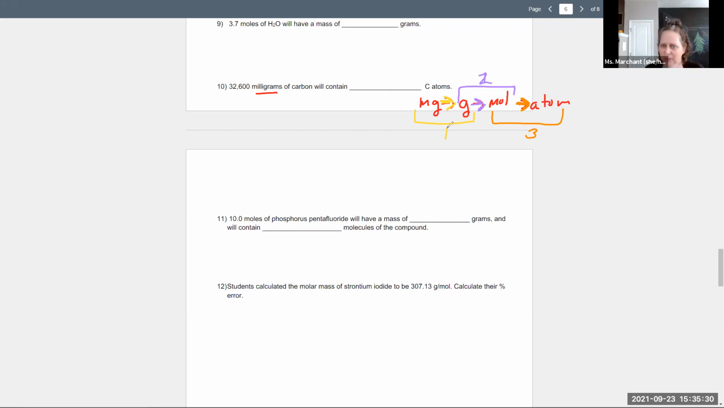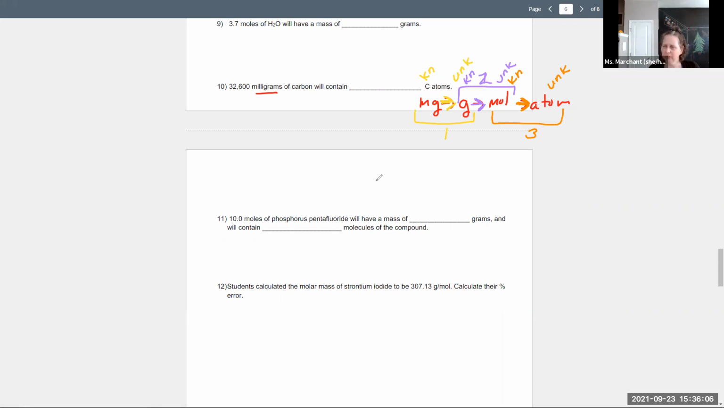That'll help you keep it sorted since there's a lot of them, right? Use the color coding on your own. Known on the left, unknown on the right. And that will change each time. Magnesium is the known for the first one. Grams is the unknown for the first one. For the second unit conversion, grams is to the left of the arrow, so it's now the known. It switched. Moles is the unknown for conversion 2. Conversion 3, moles is to the left of the arrow, so it's the known, and atoms is the unknown.